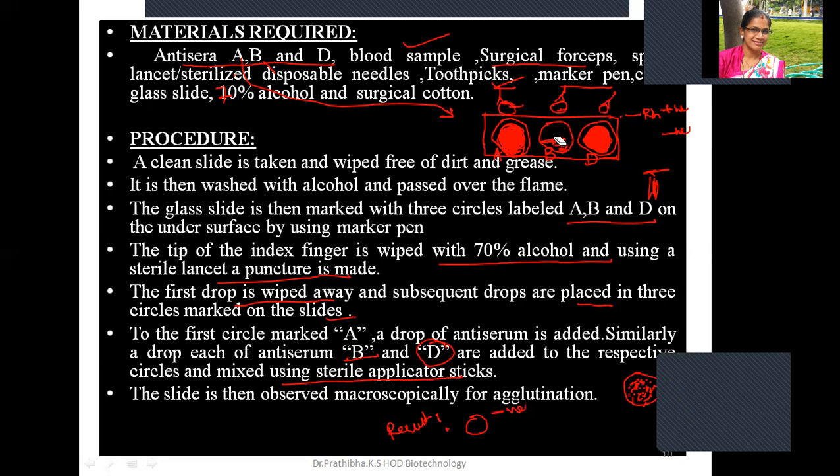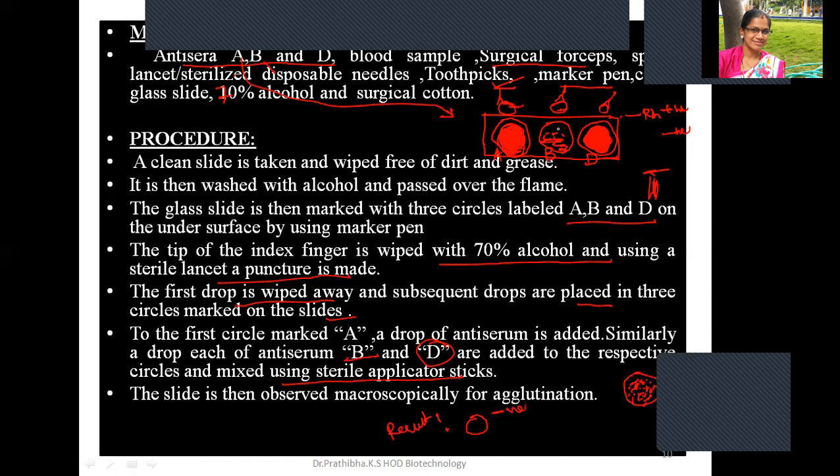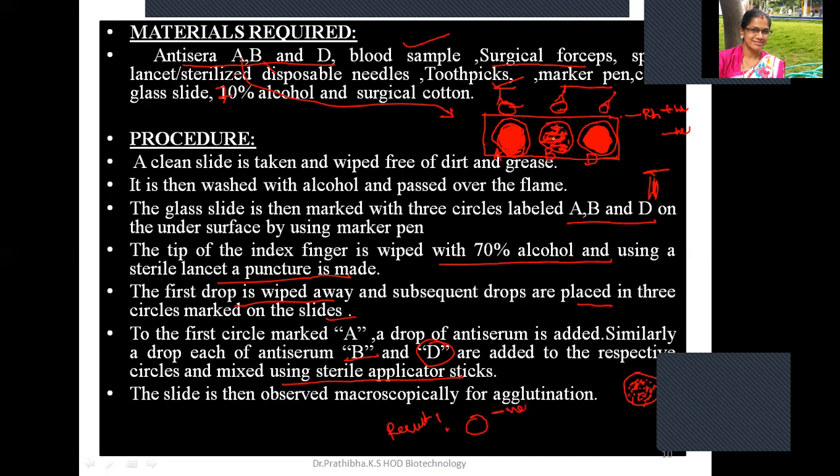Hope I made myself clear to you. For example, I have a circle like this where I'm getting the agglutination here. I got the agglutination here, whereas these two are very circular and there is no kind of agglutination, just a clear solution.